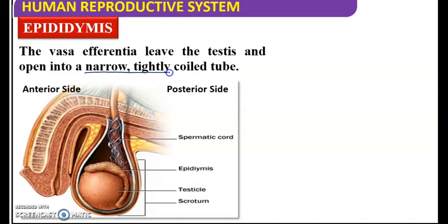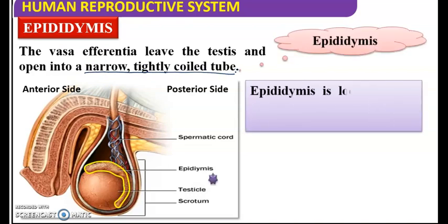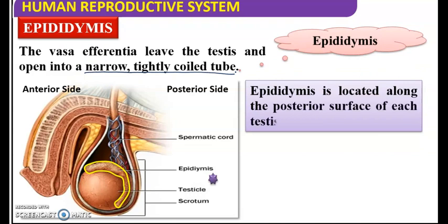So this is something you have to understand. It's a tightly coiled tubular structure and that structure is called the epididymis, which you can see very clearly here on the highlighted portion of the diagram. It is always located on the posterior surface. Remember this point, it is always located on the posterior surface of the testis.